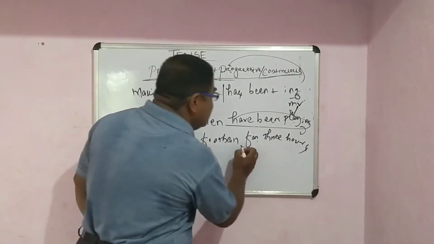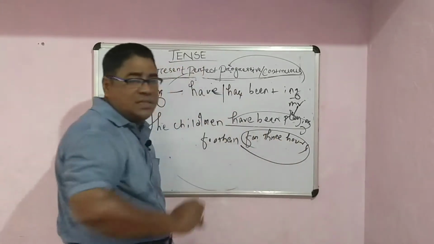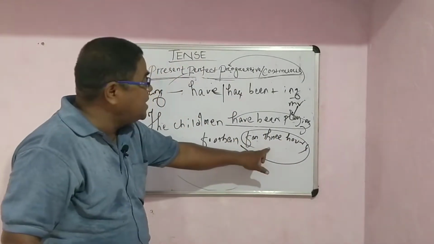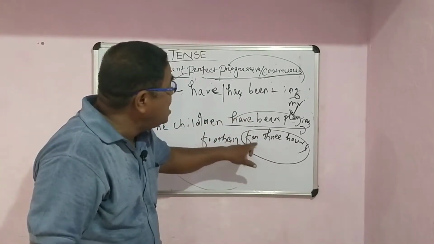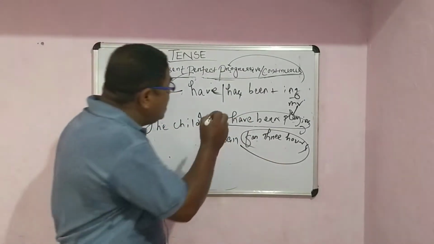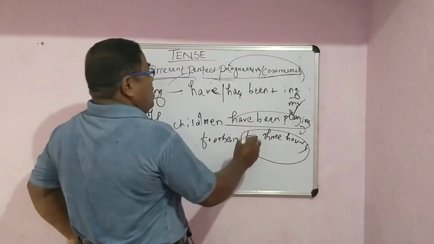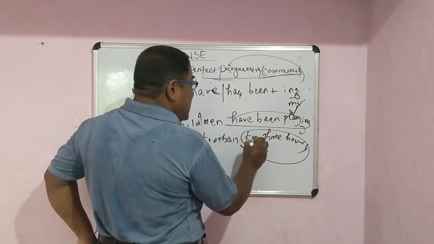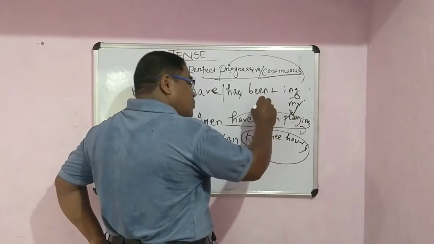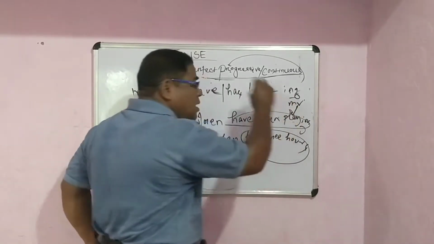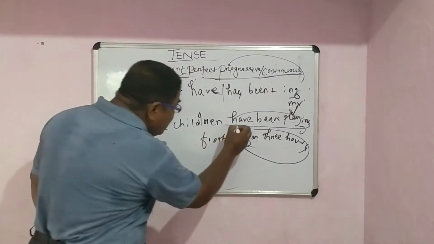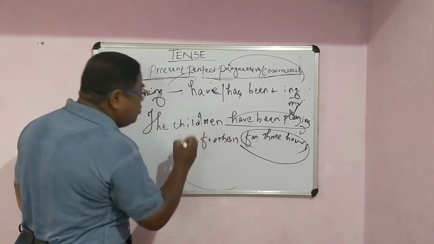Because for these, remember, "for 3 hours." For this time expression, we use present perfect progressive. What type of time expression is there? "For 3 hours." For 3 hours means the playing of football started 3 hours before and the children are still playing football. That means from this example, you simply try to know the rule.